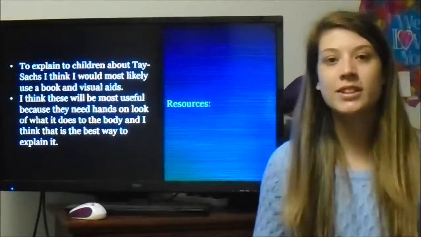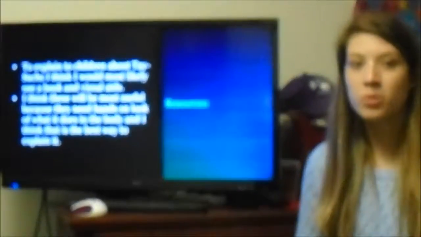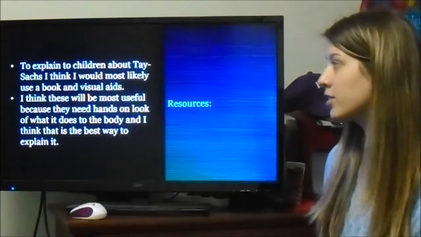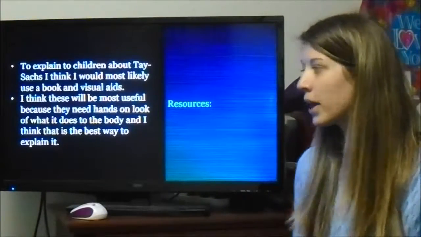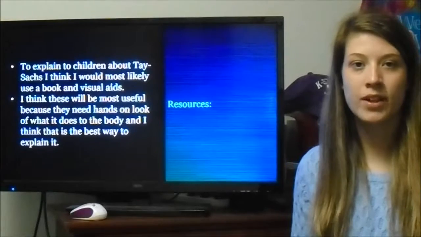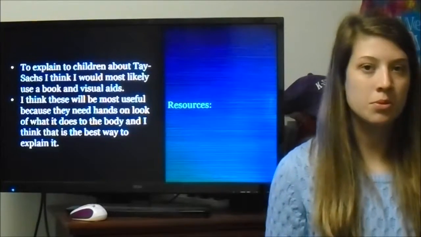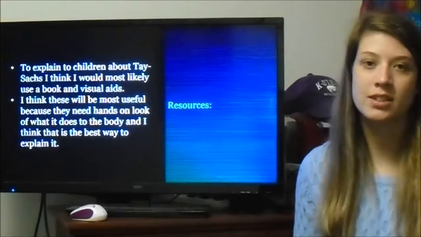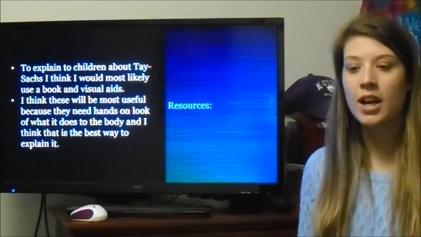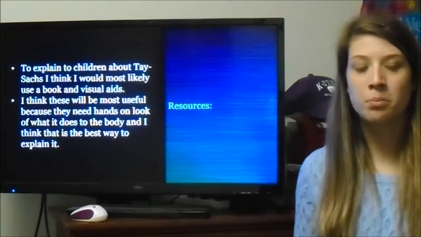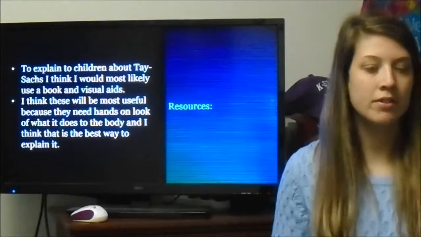To explain the disease Tay Sachs, I would use many books and many visual aids to talk about Tay Sachs. The reason why I would do this is because Tay Sachs is a very complex disease that is very hard to understand. And I think that these would be most effective since it is such a complex disease, and then I would be able to break it down and explain it to a child and even to family members.